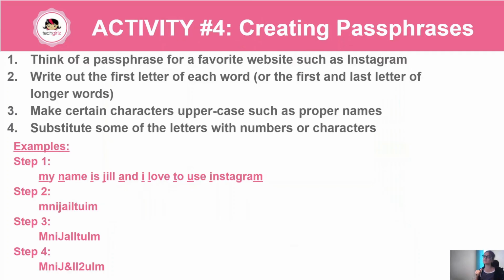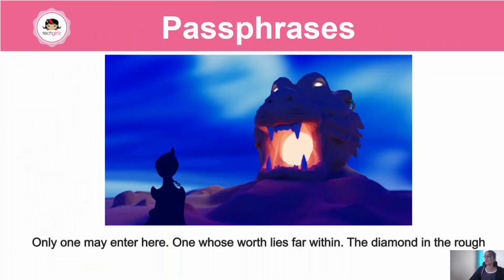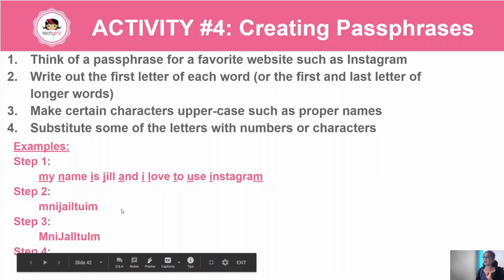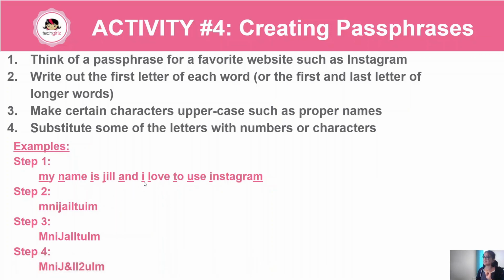Now how that works is like this. So for example, my name is Jill and I love to use Instagram. This is the passphrase that I have, very similar to "only one may enter here, one whose worth lies far within, the diamond in the rough." Now what I'm going to do here is I'm going to take the first letter of each of these words. So M, then N, then I, then A, then I, then L, sorry, it's a J, then A, then I, then L, then T, U, I, and the last letter of M.